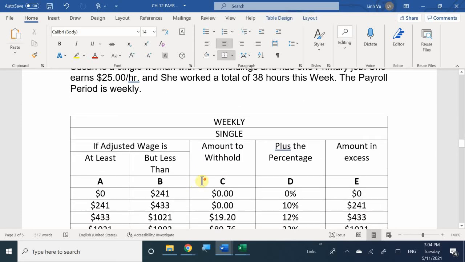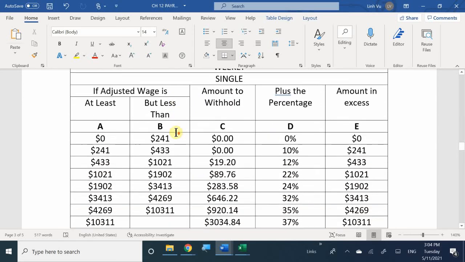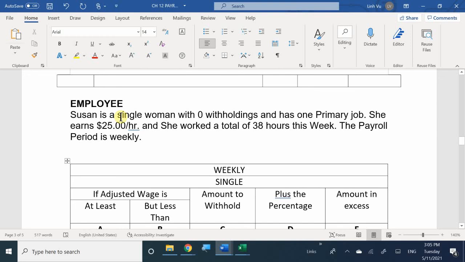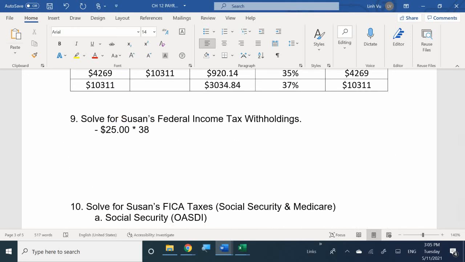So once again, it's a nice, short, simple one. We have this weekly table, single. Let's go ahead and solve for the very first one. What is the federal income tax that Susan is subject to pay? First, we have to figure out how much she earns. She works $25 an hour, and how many hours did she work? 38. So that's 950 even. Yeah, that's correct.